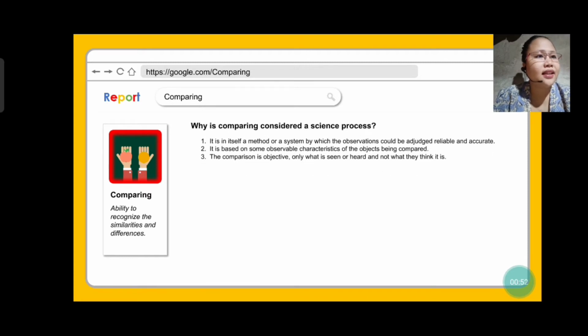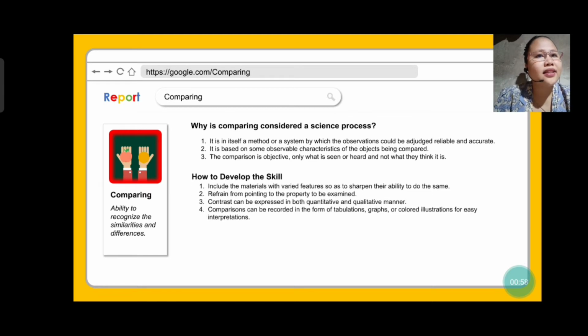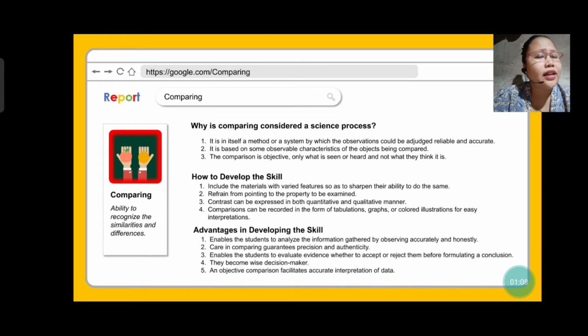Next basic science process is comparing. So, why is comparing considered a science process? We have this comparison in English. So, why is comparing also considered a science process?